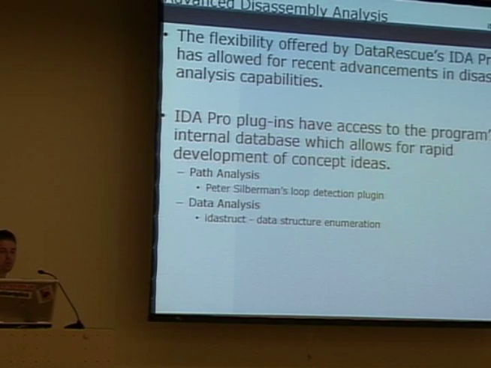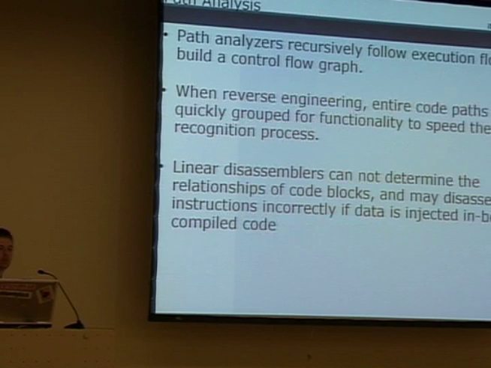But to take the idea of path analysis and data analysis a little bit further, I'm going to give two examples. One is Peter Silberman's loop detection plugin, which he released in the Uninformed research journal last issue, and the other is a little tool that I've been working on recently that allows you to enumerate these structures within code and track references as far deep into the code as you need to. And we'll take a look at how that works.